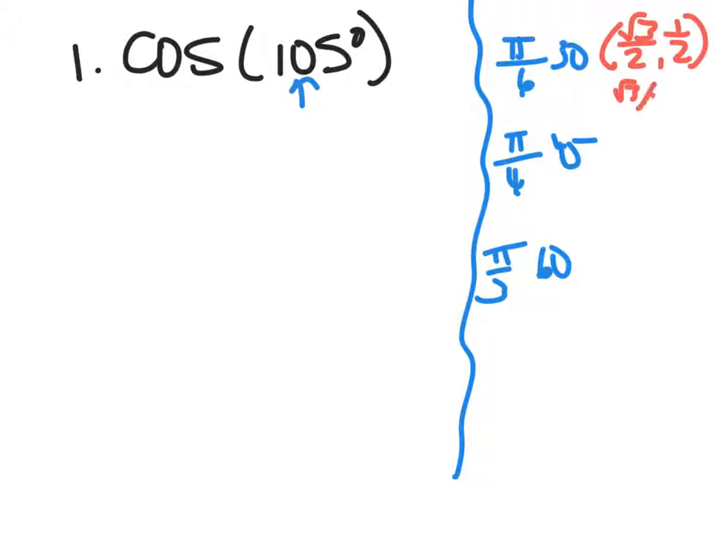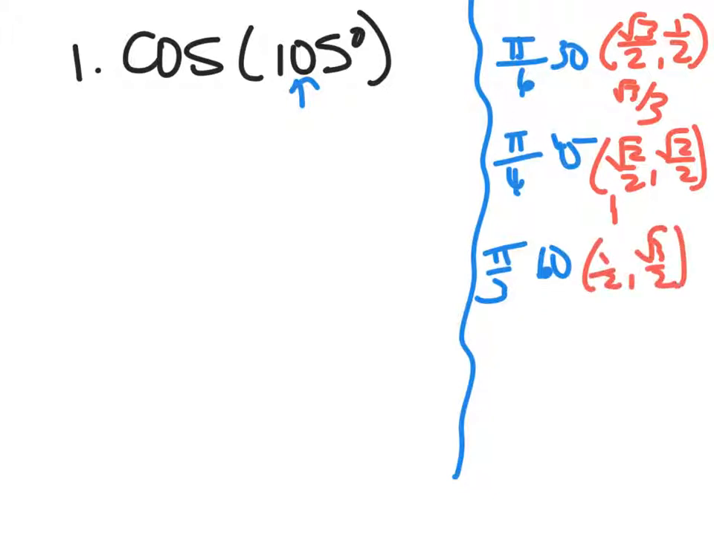Square root of 3 over 3. This is square root of 2 over 2. Square root of 2 over 2. 1. 1/2. Square root of 3 over 2. Square root of 3. And remember, everything is cosine, comma, sine. And then the other one on the outside is tangent.